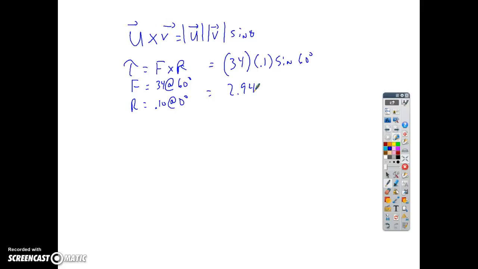Everyone with me? I'm just wondering, why do you sine the angle? Because you actually want the perpendicular part, which, if you look at the components, perpendicular is opposite. So it's just a shortcut to find the perpendicular, not using the components. By the way, we'll do it the component way in just a moment. Fear not.